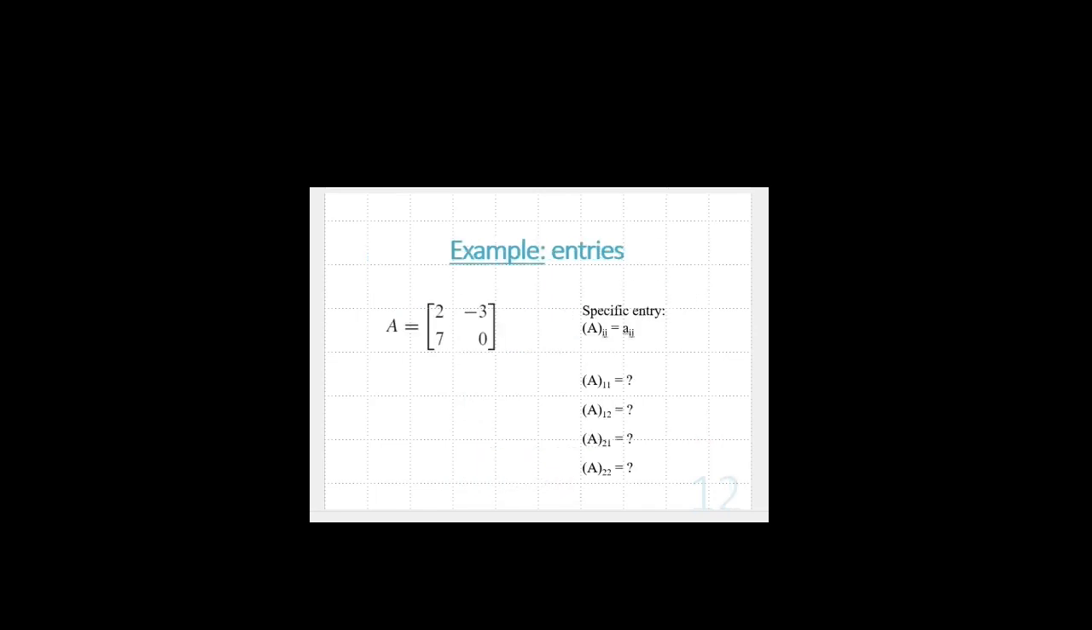So just to reiterate, we have our big A, that's our matrix represented by these entries. Here we would be representing a specific entry by putting parentheses around the A, denoting the subscript. So if I said A11, what entry would that be? Yeah, it's going to be 2. What about A12? That's going to be your -3. We've got our 7 and then our 0. So you might see notation such as this.